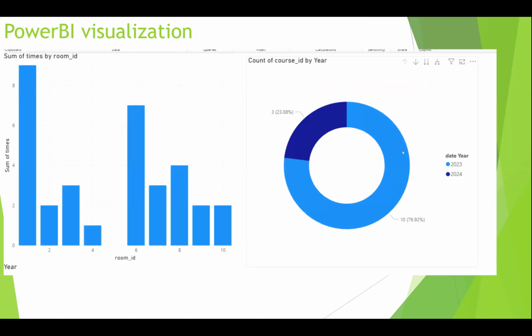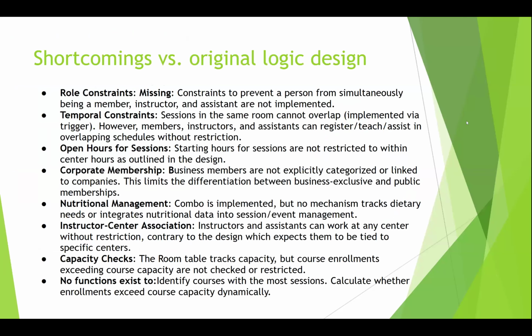And the next part is the visualization. The first visualization is the sum of the time by room ID. Because when a room is used many times, it needs to be cleaned or replaced with a new room. So this visualization can tell us how many times the room was used. And the other sector diagram is the count of the course ID by year. It will tell us how many courses for each year we have already opened for people. And that's all about the visualization.